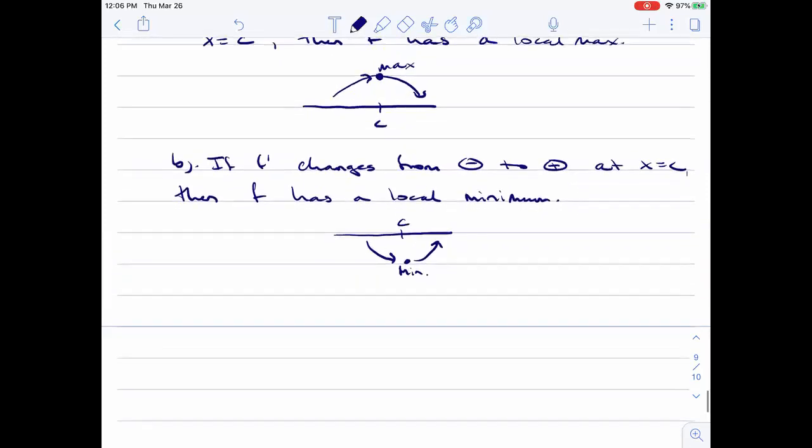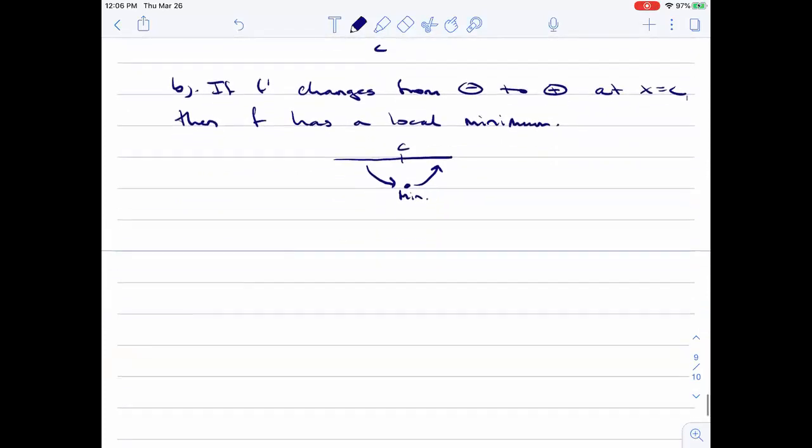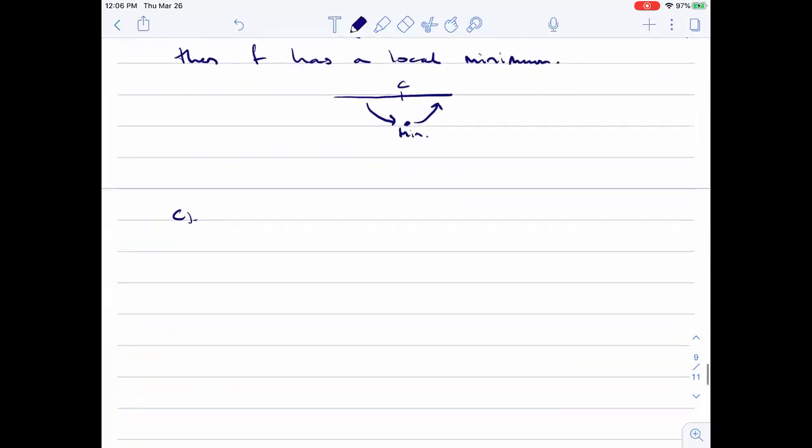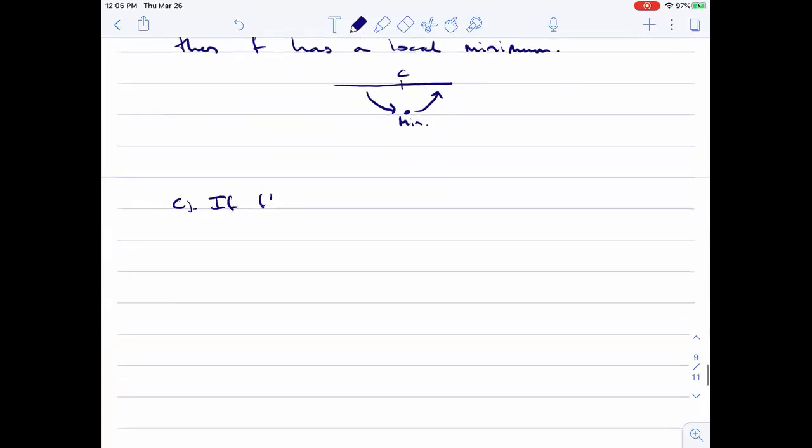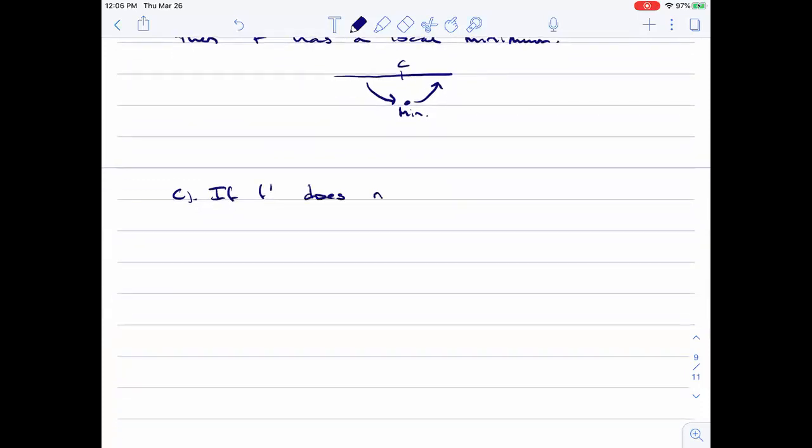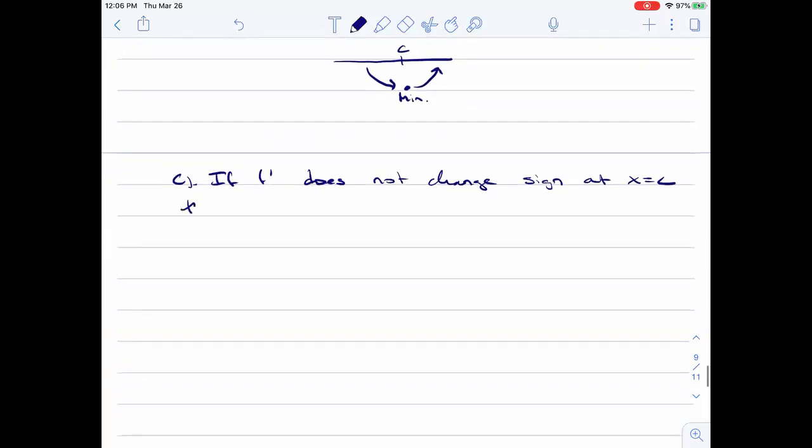The other option, or the third option, is if the derivative doesn't change sign, right? So I'll put this on the new page. If f prime does not change sign at x equals c, then x equals c does not give a local min or max.